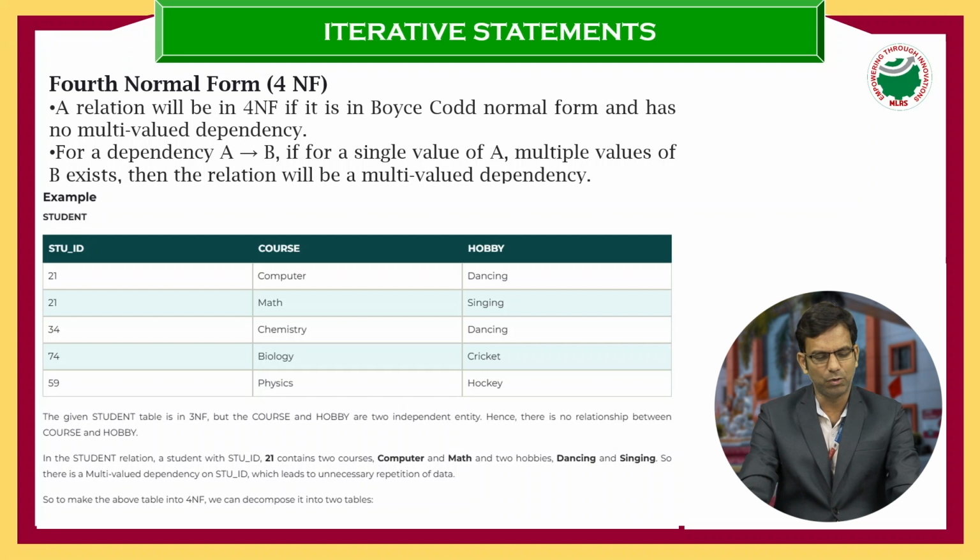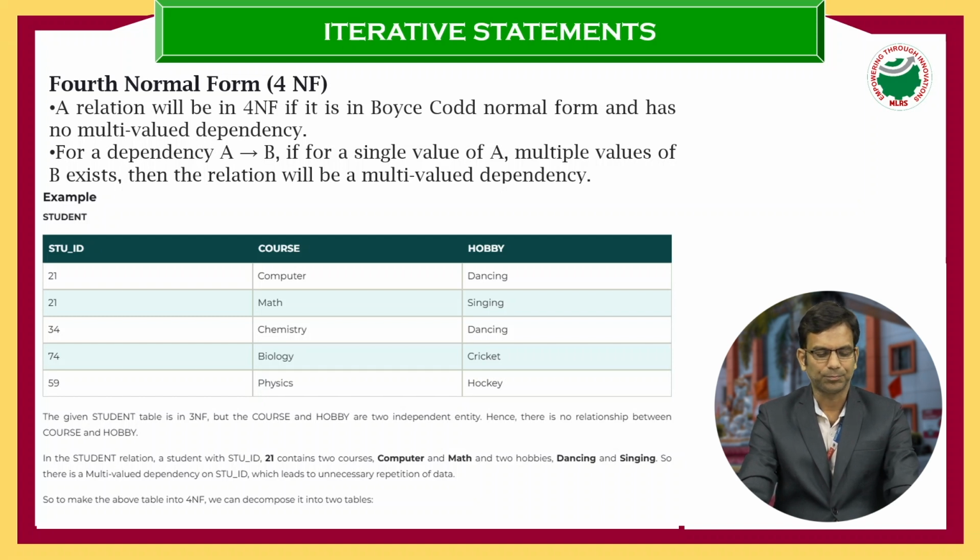So here you see the example of 4NF. I have taken a student example, with student ID, course and hobbies. Student ID 21, 21, 34, 74, 59. I have repeated an ID, but the courses are different: computer and maths, chemistry, biology and physics. And I have also taken hobbies. The given student table is in 3NF, but course and hobby, both are dependent entities. There is no transitive dependency, and course and hobbies are dependent on each other.